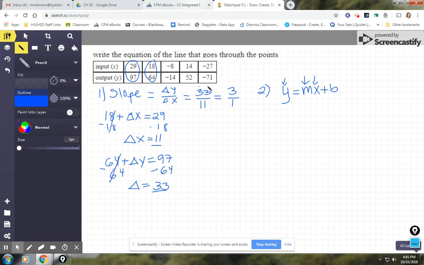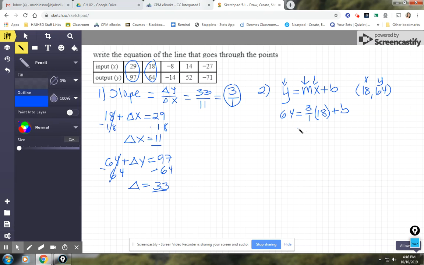Alright, so I'm going to go ahead and use the same point that I just used. So I'm going to use the 18, 64 again. So my point is 18, 64, and that just comes straight off of the table. Remember, this is x and this is y, and you're going to plug each one into each piece. So y turns into 64. My slope I just found right here, that's 3 over 1. That gets multiplied times the x value, which is 18. And then I add that to my y-intercept.